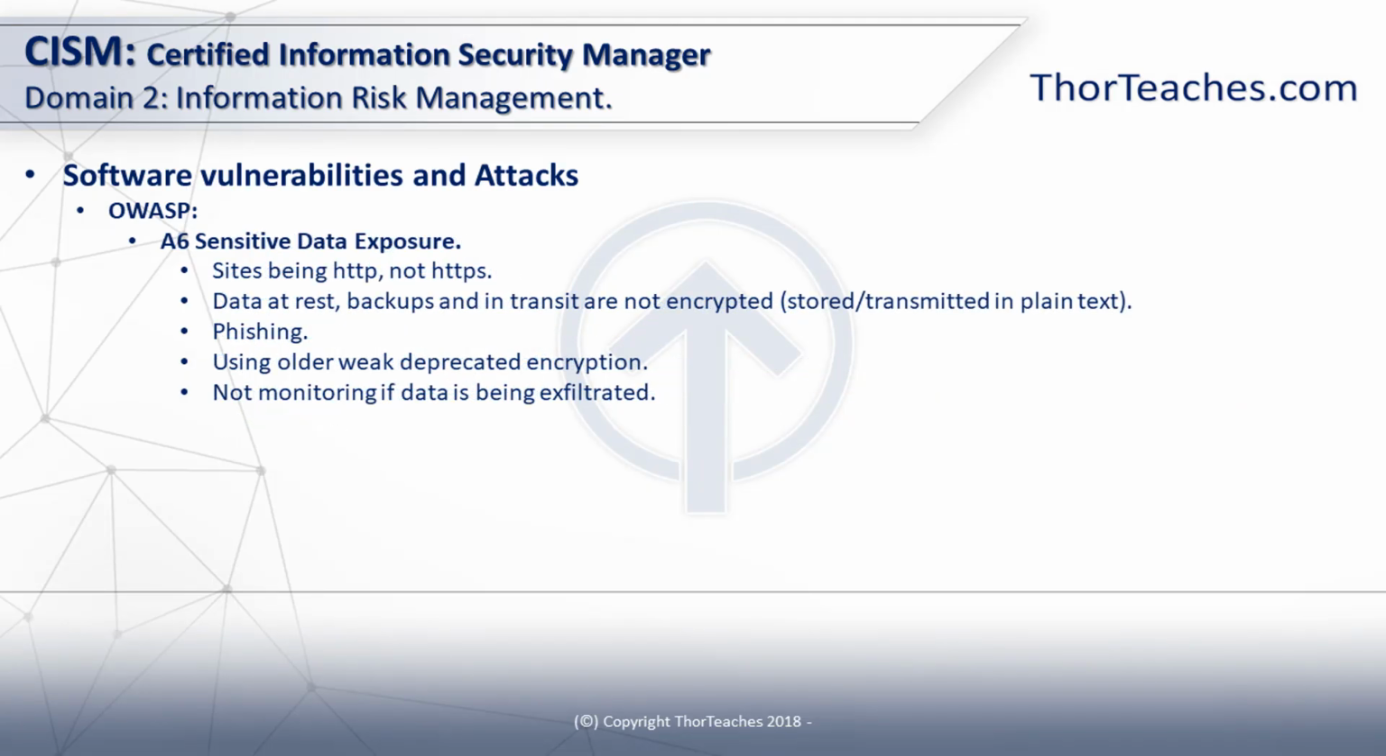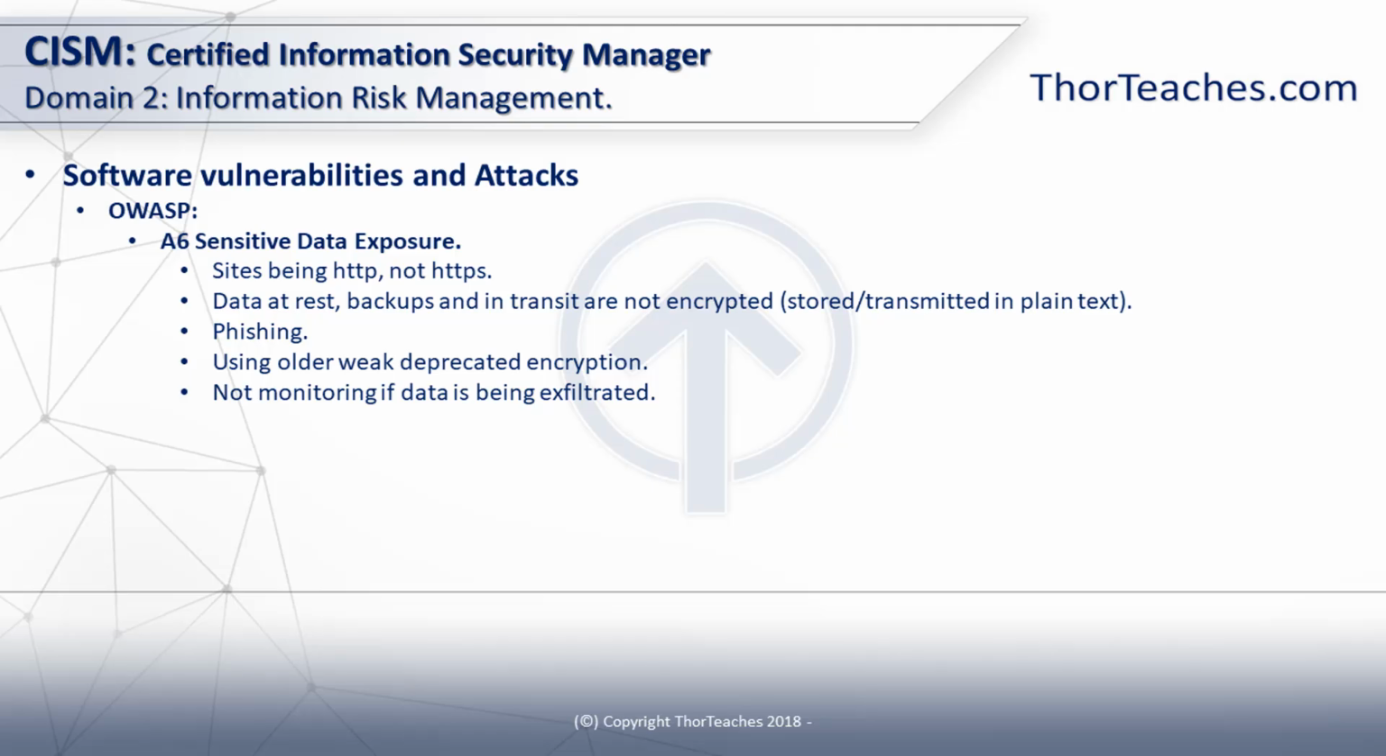A6, sensitive data exposure, is, well, our data being exposed. And the most common ways this happens could be that our servers are HTTP, but not HTTPS, meaning they use port 80 and not 443. The traffic is not secure. It could also be that our data at rest, our backups, or our data in transit is not encrypted. With how fast internet connections are now, there really is no reason not to encrypt all our traffic.